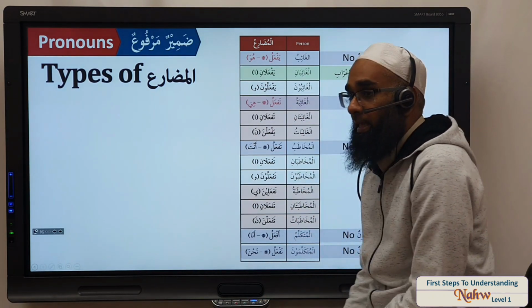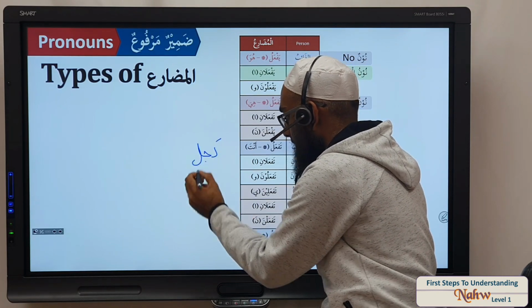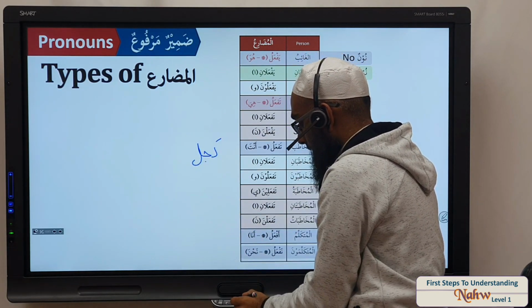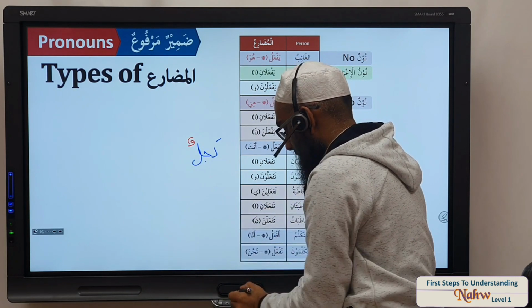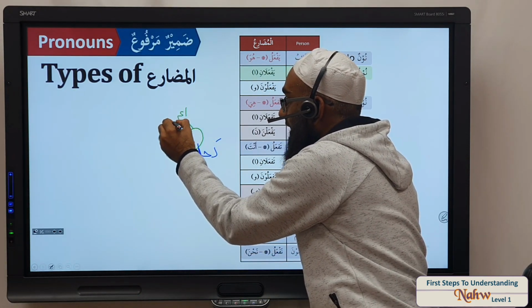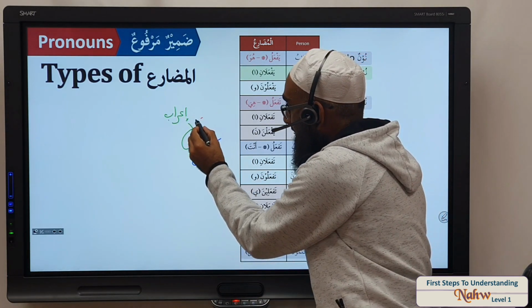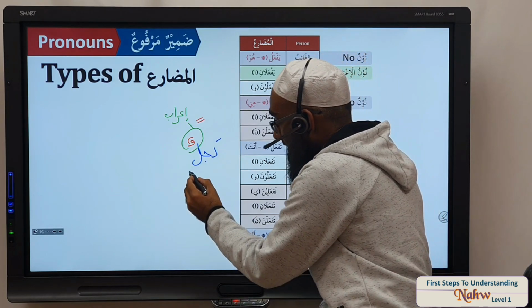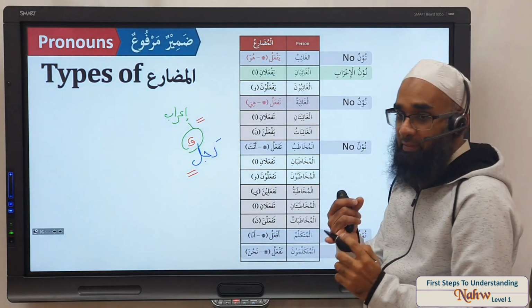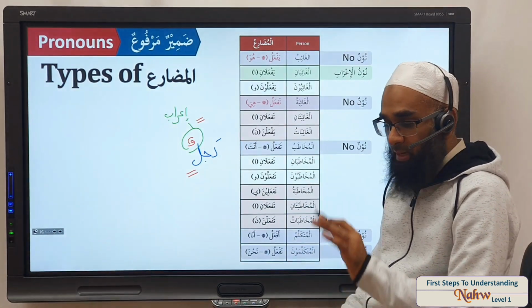What does that mean? That when we have the word rajul, raju, this dhamma is the sign of the i'rab. This dhamma makes it marfu. The fatha makes it mansub, and the kasra makes it majroor. The dhamma is part of the word rajulun. Is dhamma part of the word Muhammad?